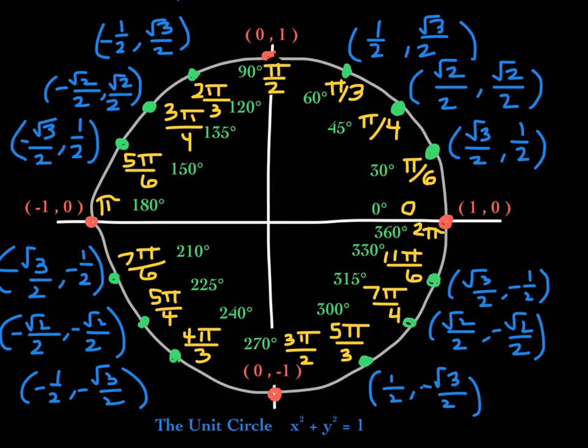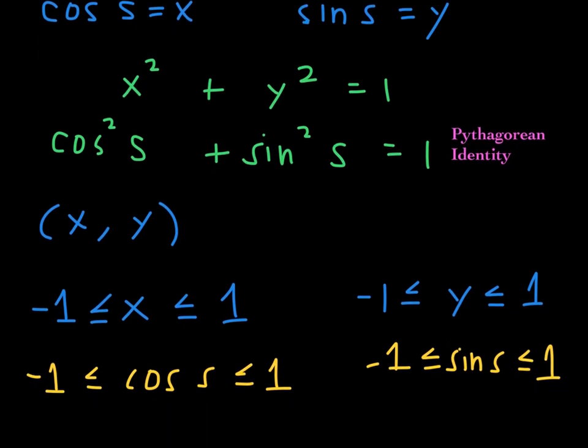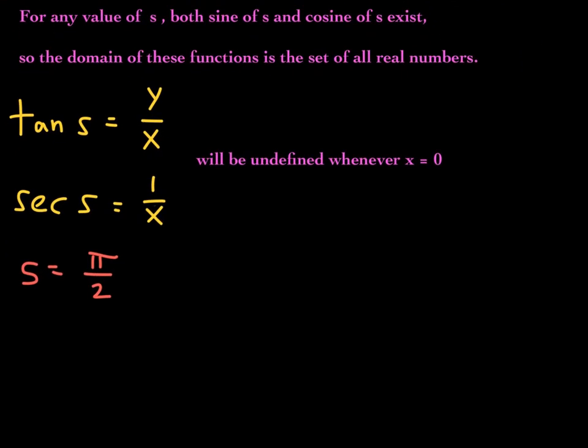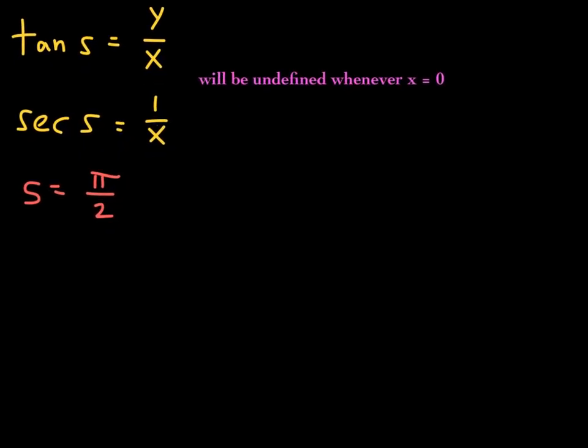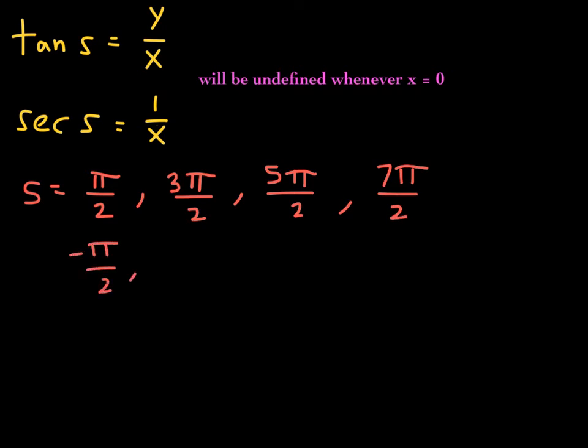So when s is pi over 2, x is 0. Look at this. When s is 3 pi over 2, x is 0 again. So when I come back here, if I can scroll back here, I'm talking about tangent and secant. These will be undefined if s is pi over 2, or 3 pi over 2, or if you keep going around the unit circle, 5 pi over 2, or 7 pi over 2. The same will be true for negative pi over 2, negative 3 pi over 2.